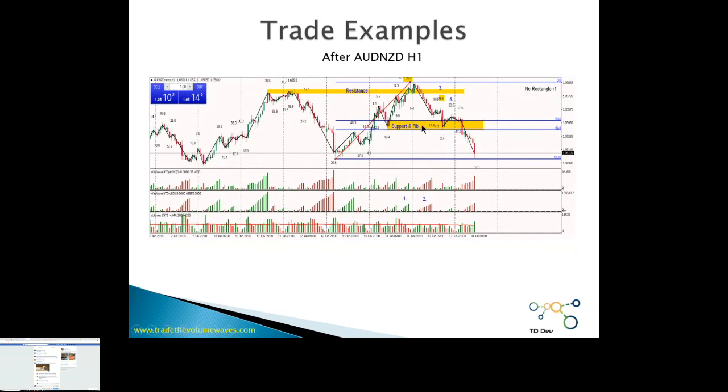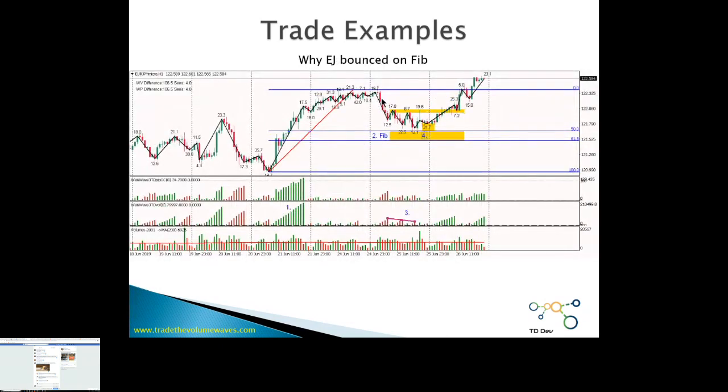So usually what I do on my trades is I place two orders, and the first order has a target of the next support or resistance level. Then I will leave the second order running and just move the stop loss until I see something weird happening. Now let's see this example. This is EJ bouncing on fib.